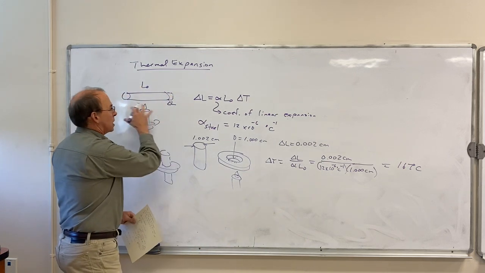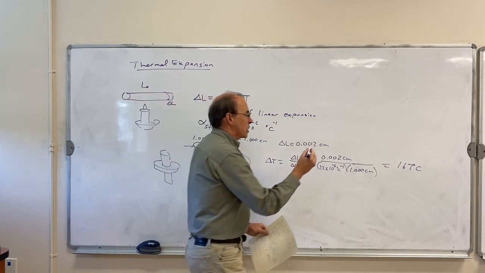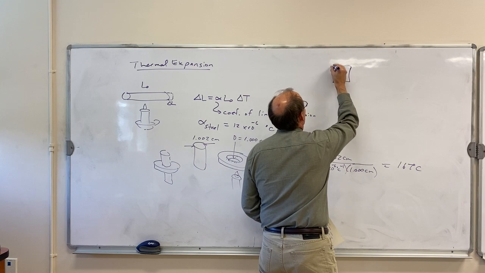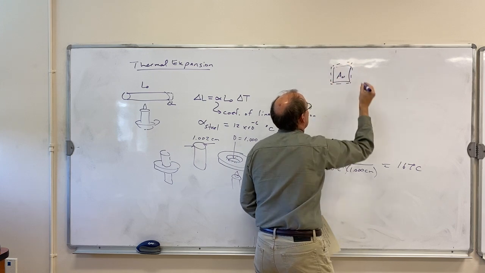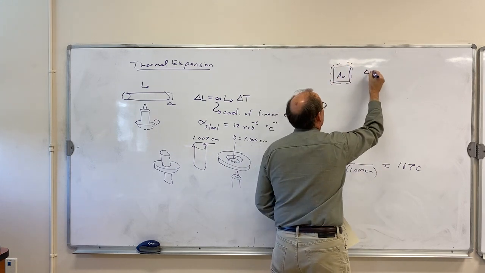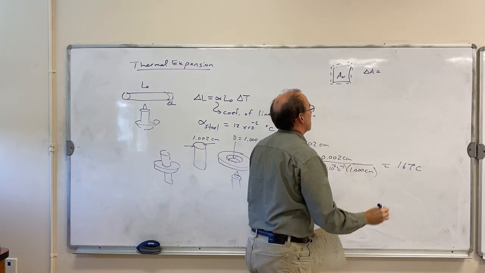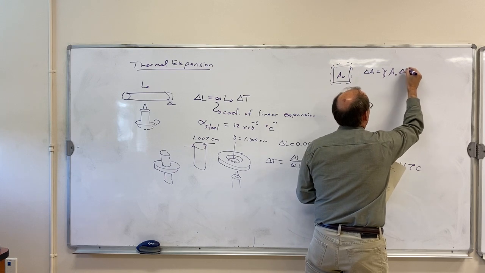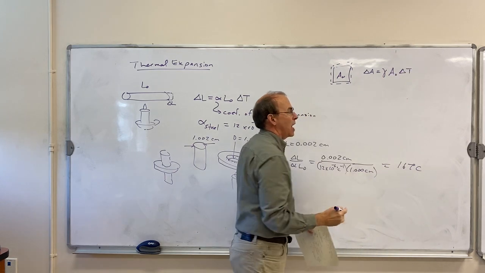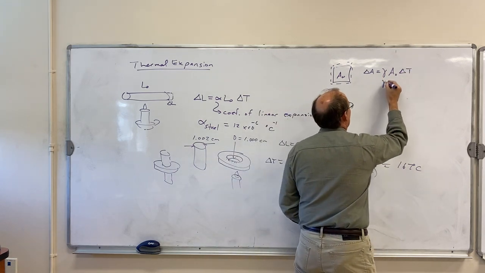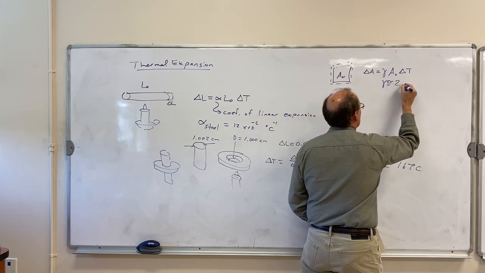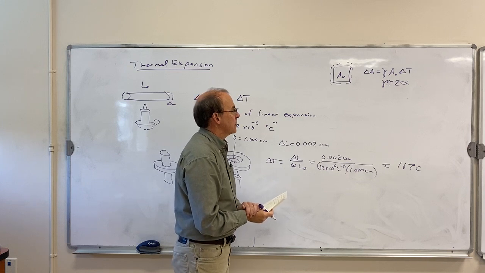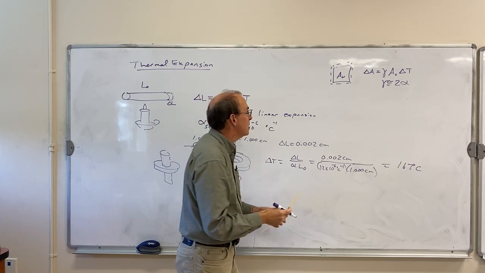This is called linear expansion. We can also have area expansion. If I start with some object with some initial area A naught and heat it, it will grow by some delta A, and you get basically the same sort of thing. Delta A is gamma A naught delta T. This is the coefficient of area expansion, and it turns out gamma is approximately 2 alpha for most materials. Not alpha squared, but 2 alpha.